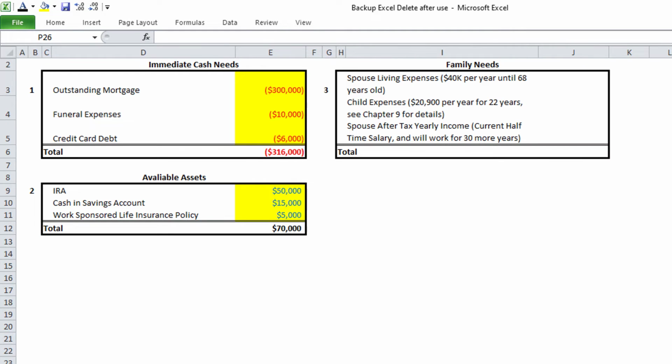Next, let's look at the assumption for the family needs, and this represents the ongoing cost to support the child and spouse. And there are 3 parts to this: the spouse living expenses, the expenses for the child, and then the future income the spouse will earn. So let's start with the spouse living expenses. And we're going to assume the spouse needs $40,000 per year to live off of until they're 68 years old. And to calculate what the present value of that is, let's actually jump to the spouse living expenses tab.